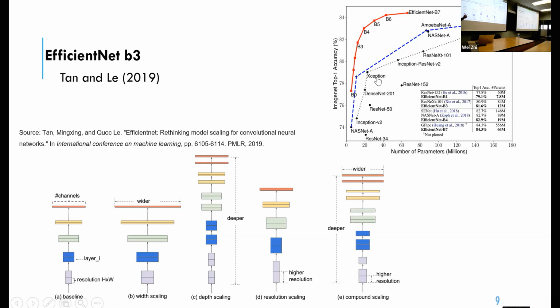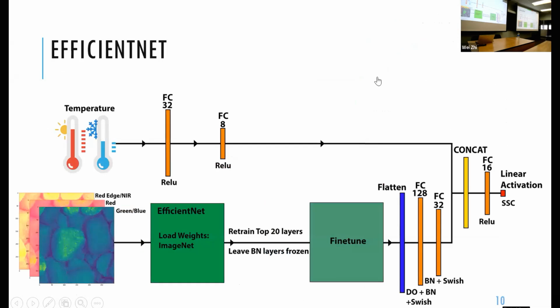But what they did when they proposed was compound scaling. So do all of these 3 steps in one go. And that's a really clever idea. And the figure on top right shows the performance of EfficientNet when you compare it to its predecessors, such as Inception, ResNet, and others. You can see that it achieves higher accuracy with fewer parameters.